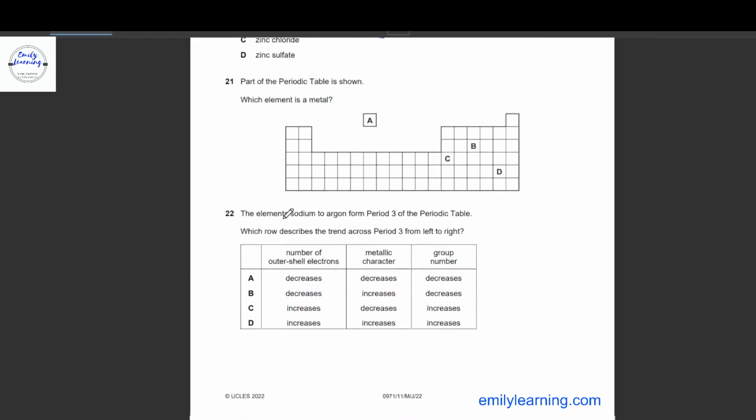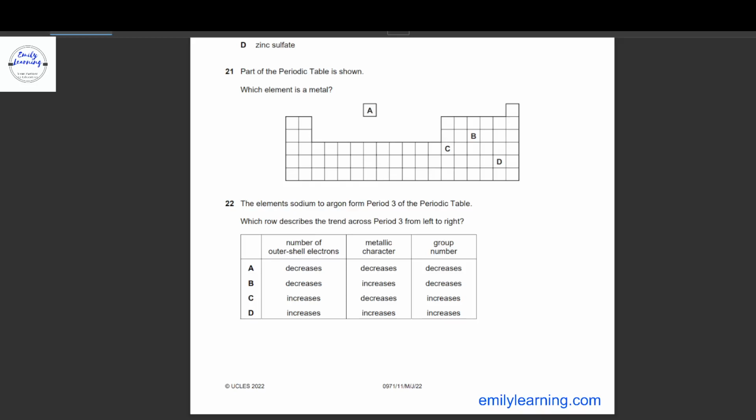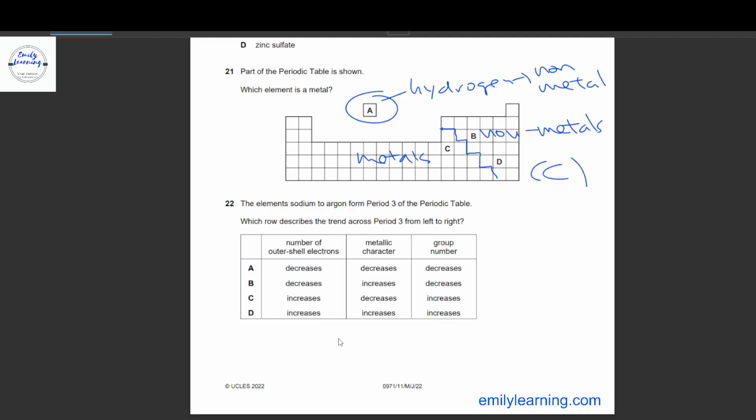Okay, next let's move on to question 21. So in question 21, you are given part of the periodic table. So this is the periodic table, and which element is a metal? So if we have a periodic table, let me draw in the staircase, which is here. Okay, anything that is on the left hand side of this stairs are metals. Anything on the right hand side are non-metals. And the one that is dangling here is hydrogen, and hydrogen is basically a non-metal. So the only metal is basically C.